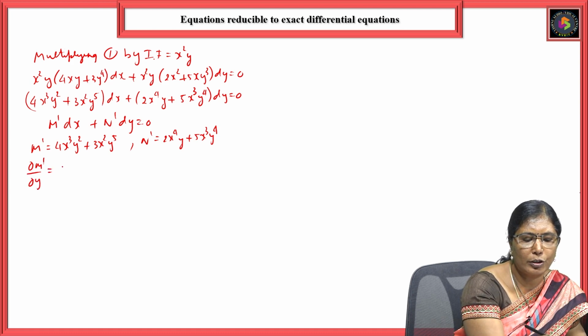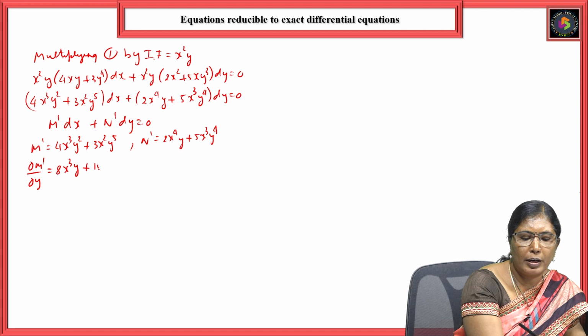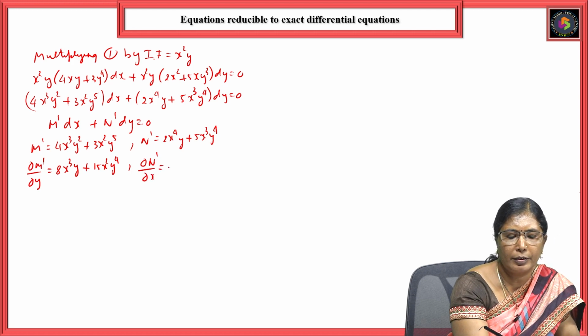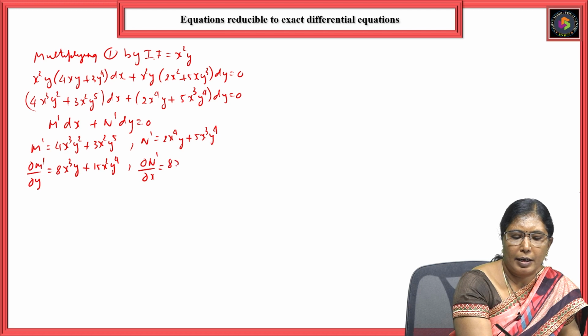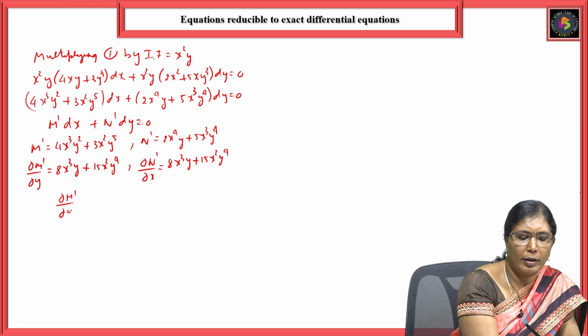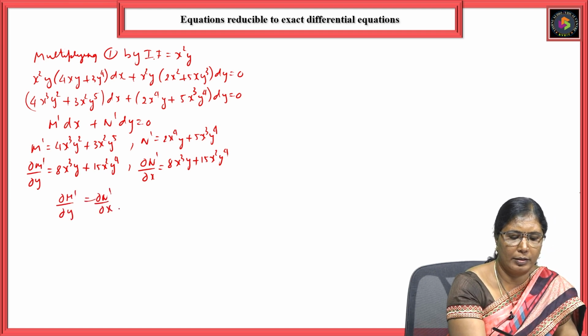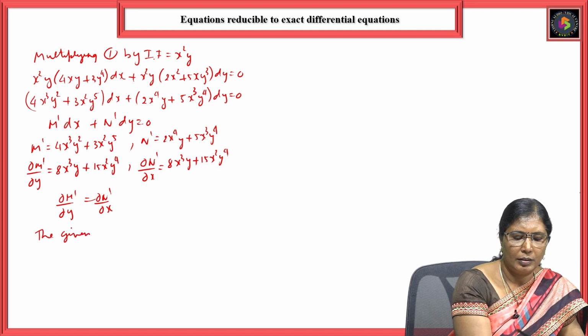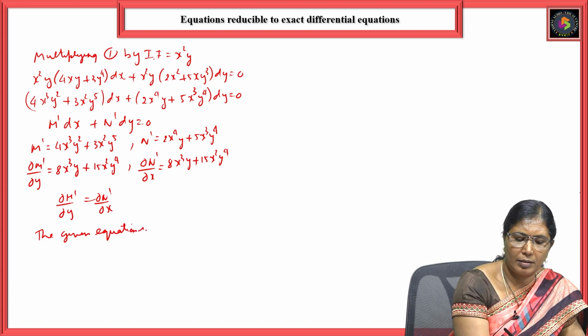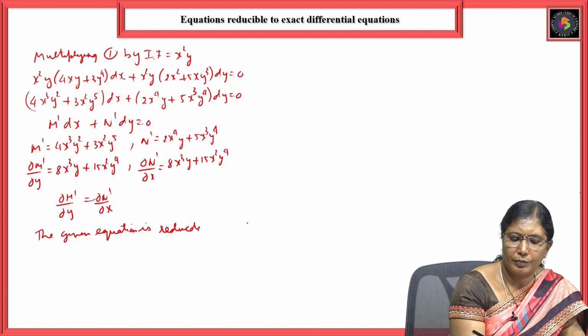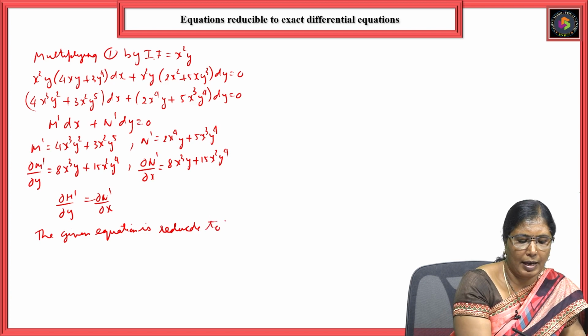What do you get? If you differentiate m dash partially with respect to y, we get 8x cubed y plus 15x squared y to the power of 4. Differentiating n dash partially with respect to x, what do you get? This is 8x cubed y plus 15x squared y to the power of 4. Now compare: dou m dash by dou y is equal to dou n dash by dou x. So the given equation is reduced to exact.